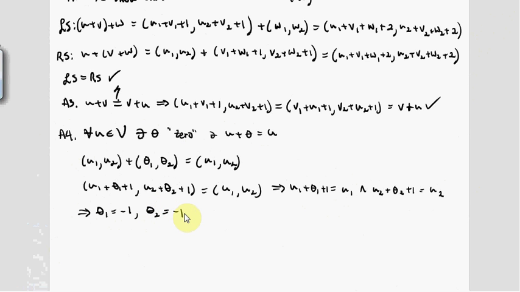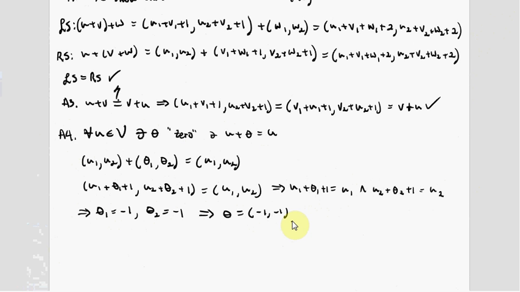Do you see that? All right? Solve for theta sub 1 here. Subtract u sub 1 on both sides. Subtract 1 on both sides. I get theta sub 1 is equal to negative 1. Same thing for theta sub 2, which implies that the 0 for this particular set is (negative 1, negative 1). Negative 1, negative 1 acts like a 0. Okay.